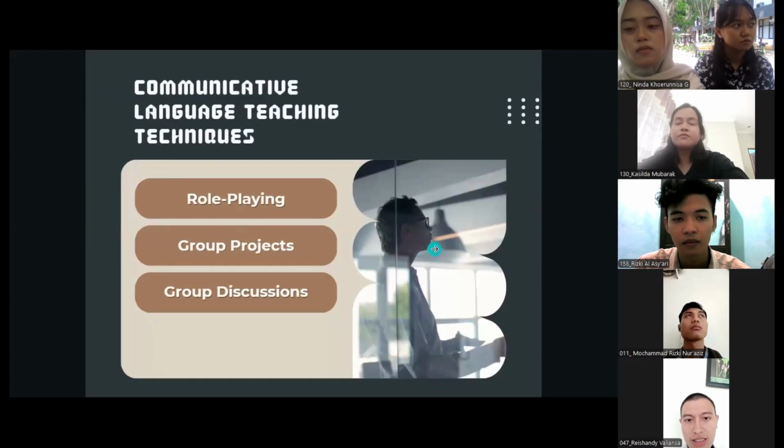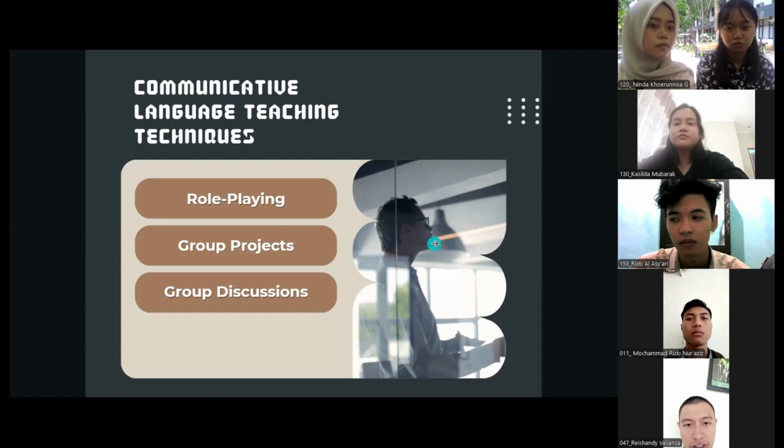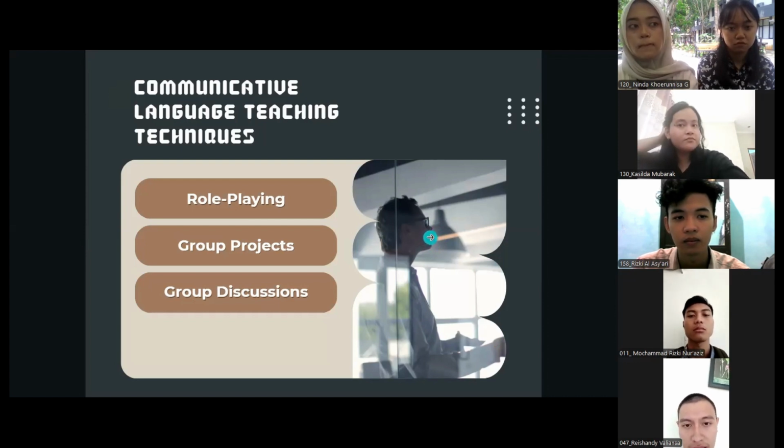So for the techniques, we have several examples here that teachers can use. The first one is role playings, where students can engage in conversations that are based on real life situations. Because this way, students can practice the language in a more fun way. And then the second one, there's group projects, where students can work in groups and do speaking-based activities such as content creating, which can encourage them to communicate and be surrounded with the language, especially English. And this can help them with improving their speaking skills.